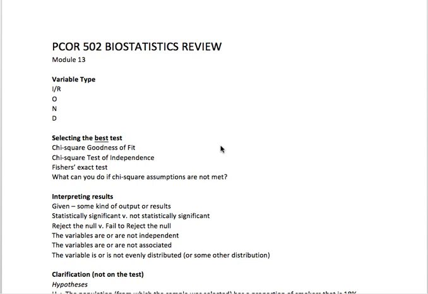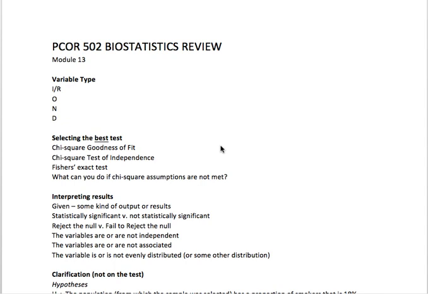Welcome to the Biostatistics review for Module 13. In this review, we'll be talking mostly about the kinds of questions that will show up on a standardized test. This is not everything that you learned in Module 13, but it's focused primarily on the questions that you could be asked that are multiple choice.